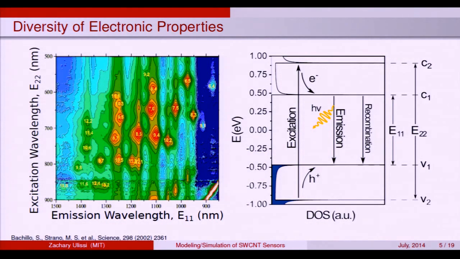So if we just look at the E22 and the E11 emission wavelengths and plot them for all the different types of species, we can see that each of these has a different pair. And so we can choose which species we want for a particular absorption window for whatever experiment we're trying to do.